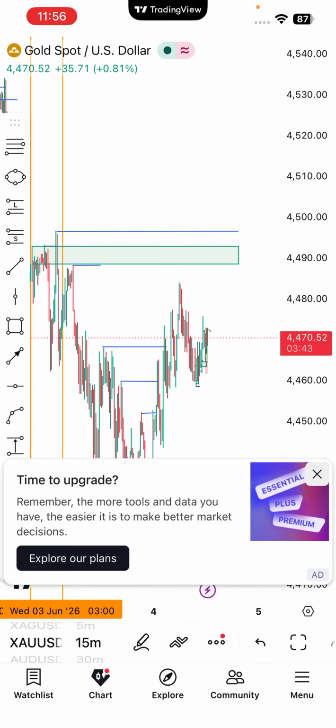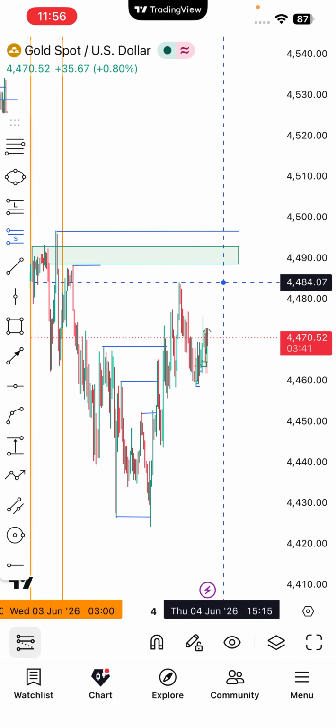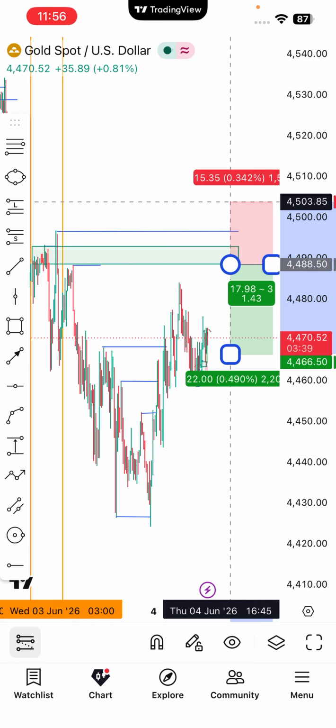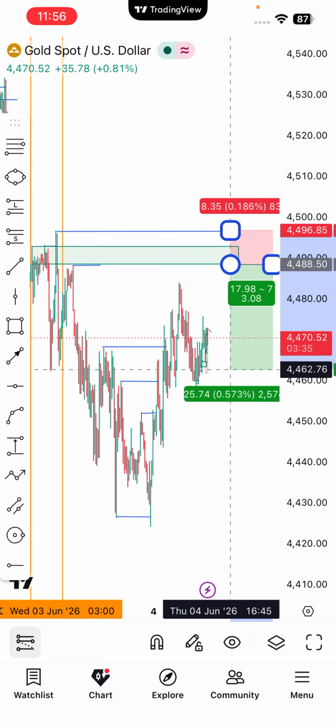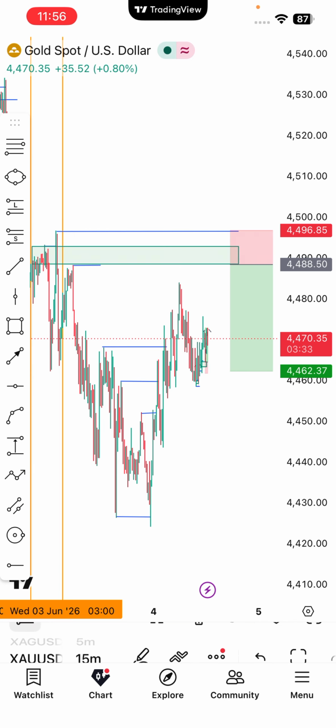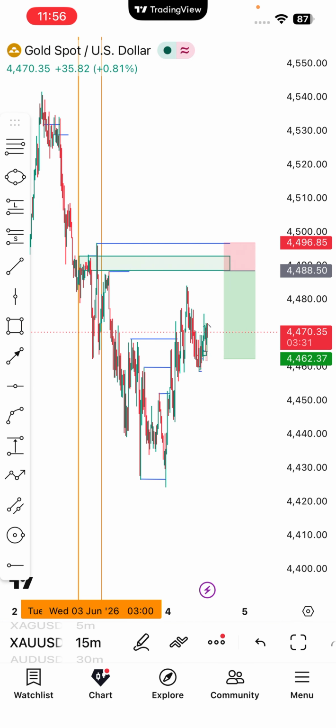And then we are going short. Don't forget, it's a short trade. 1, 2, 3. And then we're good. So let's see how this goes.